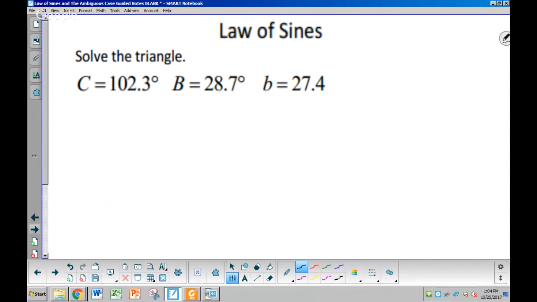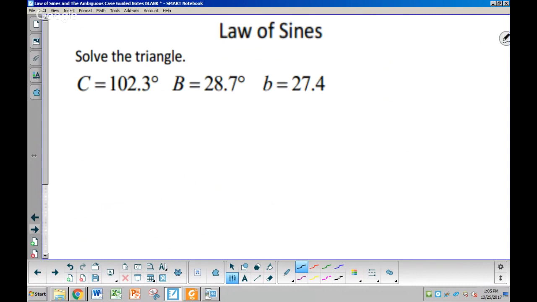All right, so this one says solve the triangle. We have 102.3 degrees, 28.7 degrees, and little b is 27.4. Now we're going to use the same convention that we did with the right triangle. So little side C is opposite angle C and vice versa, right? Okay, so let's just draw it.